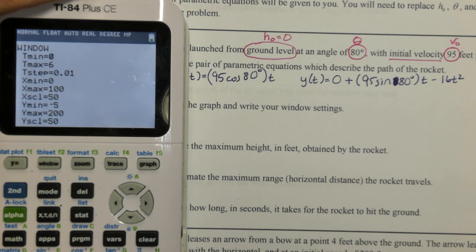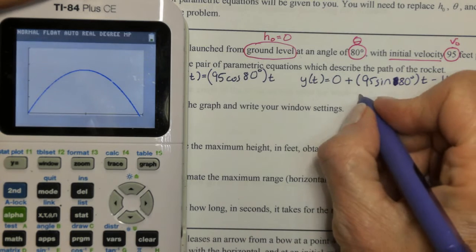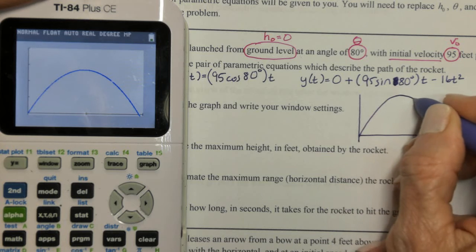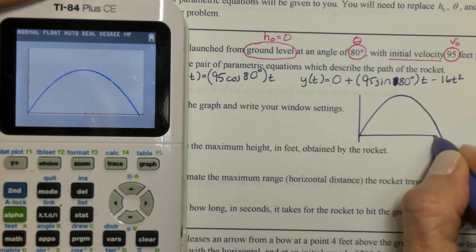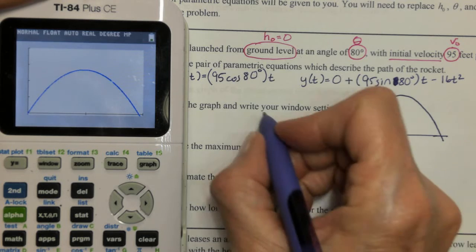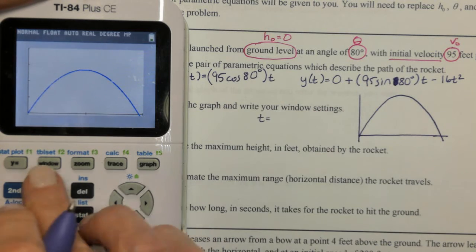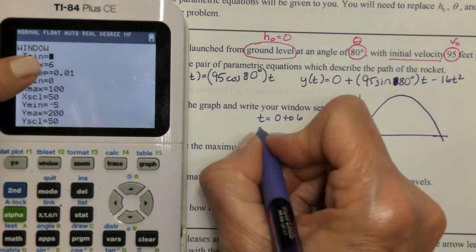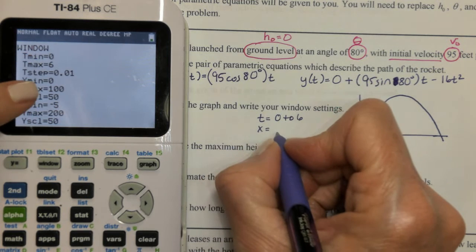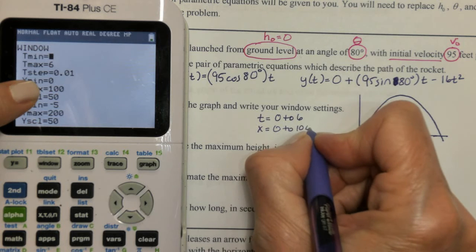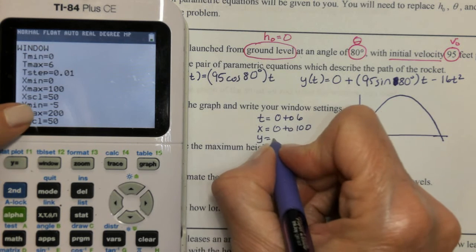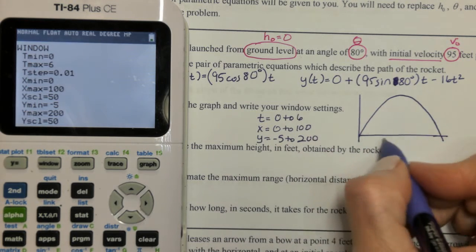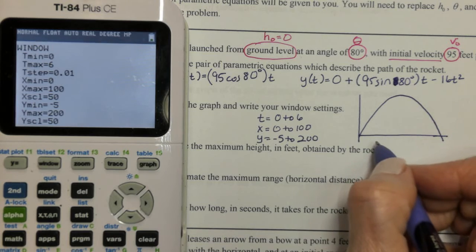All right, so I'm going to sketch this graph. I'm just sketching what I see here. Okay, and we want our window settings. So let's go to our window settings. T was 0 to 6. X was 0 to 100. And y was -5 to 200. And those settings produced this graph.